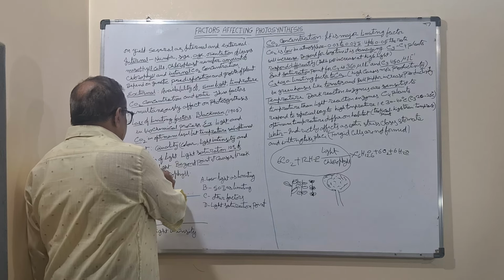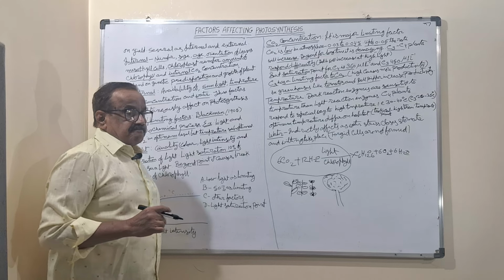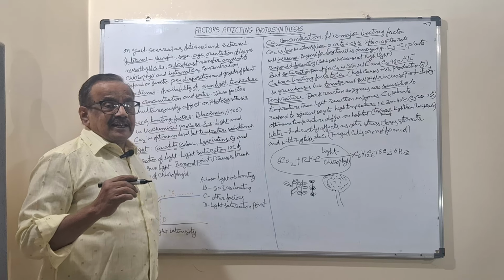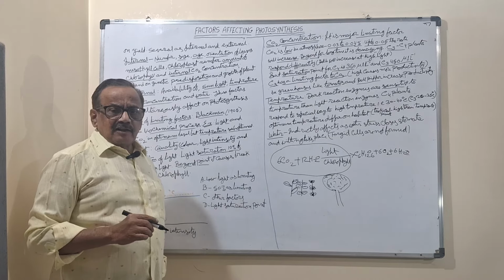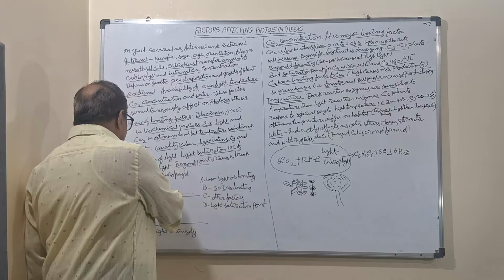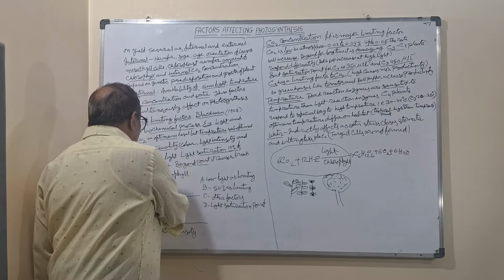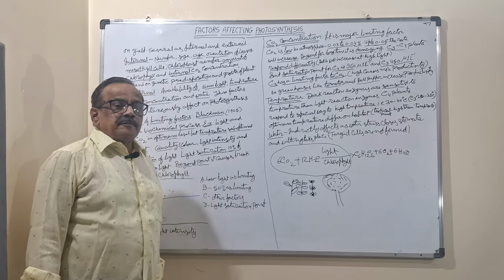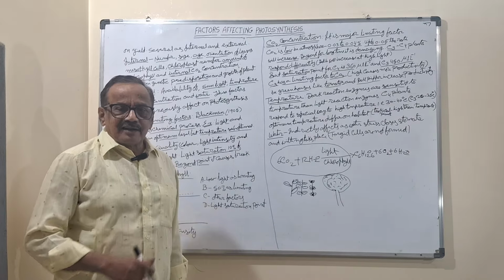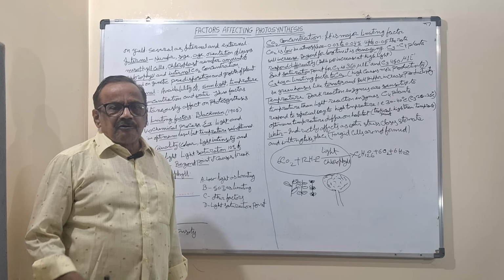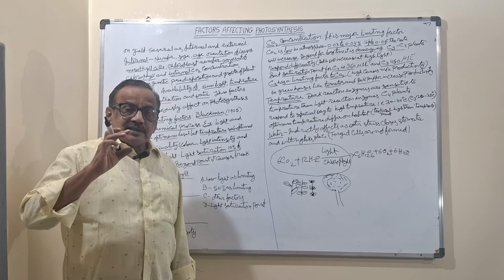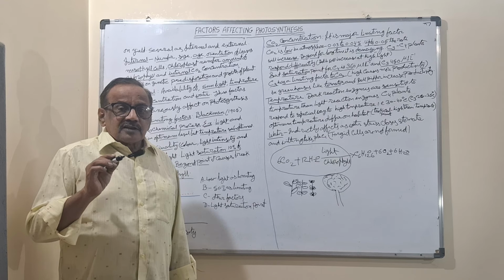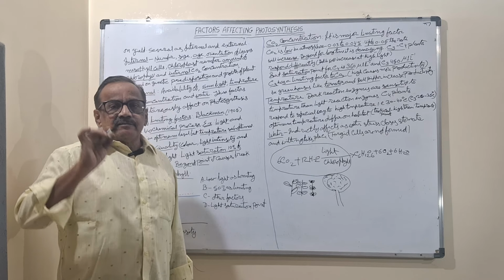Now we'll see what happens if the light intensity is very high. What happens beyond the saturation point? If it goes very high, it will break down the chlorophyll. Chlorophyll will be affected. This is also an important point. How will it be affected? By photooxidation. Remember this point, note it down. When the light intensity is increased, photooxidation will take place in the thylakoid.